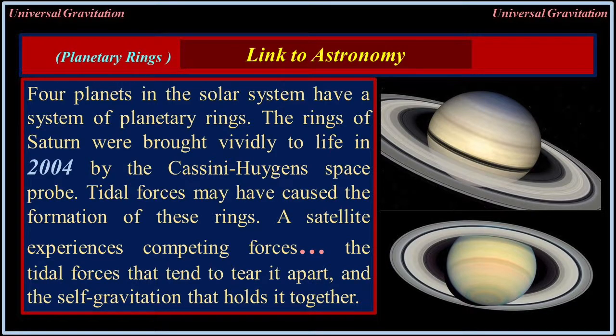Planetary rings, link to astronomy. Four planets in the solar system have a system of planetary rings. The rings of Saturn were brought vividly to life in 2004 by the Cassini-Huygens space probe. Tidal forces may have caused the formation of these rings. A satellite experiences competing forces, the tidal forces that tend to tear it apart, and the self-gravitation that holds it together.